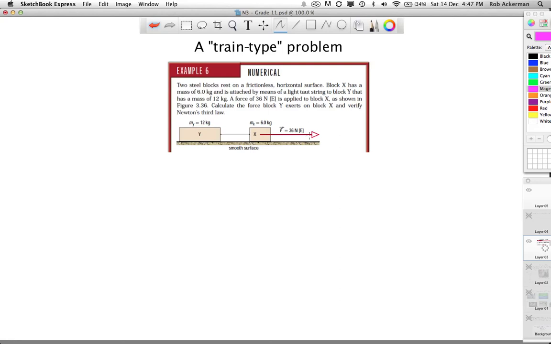There is some force pulling to the right here. They don't tell us where it's from. We'll deal with it. Now, there's this block attached here, and it says, let's see what they say, calculate the force block Y exerts on block X.